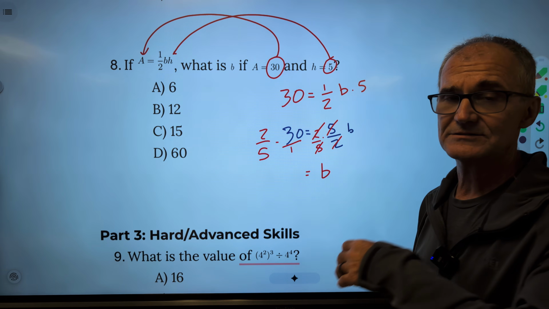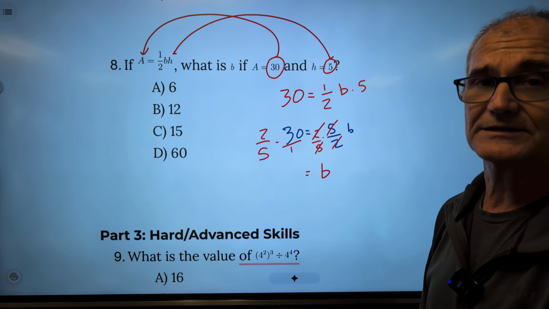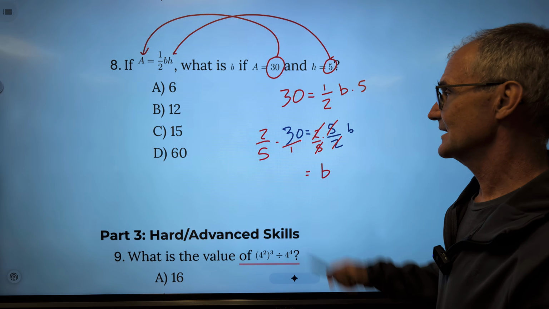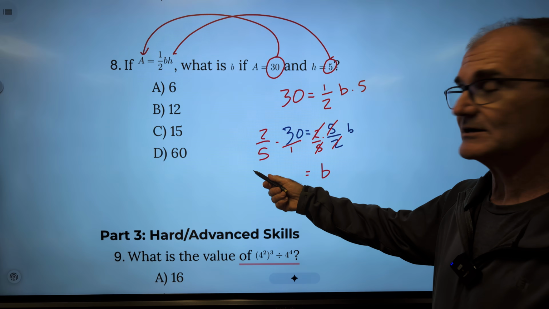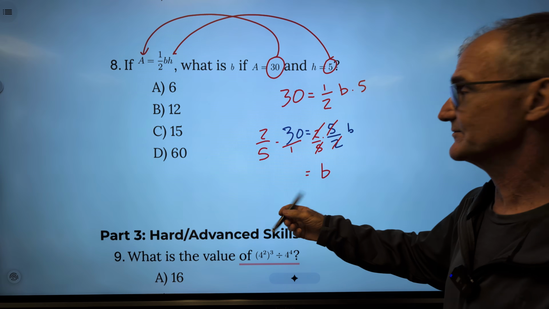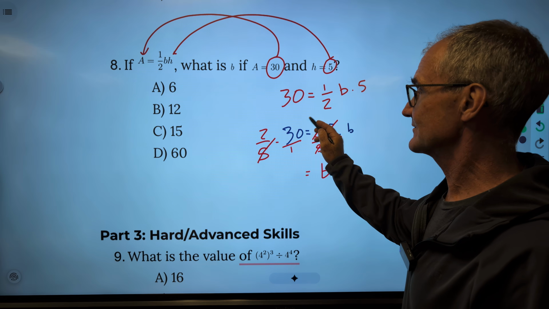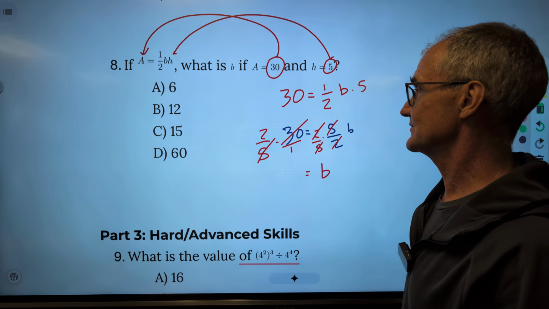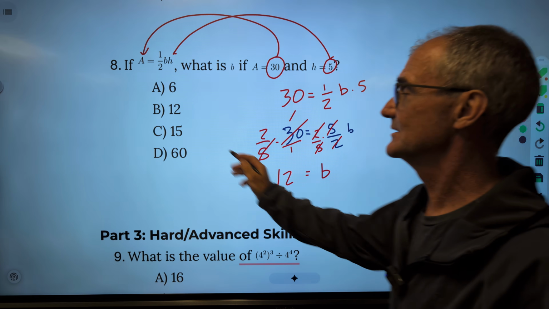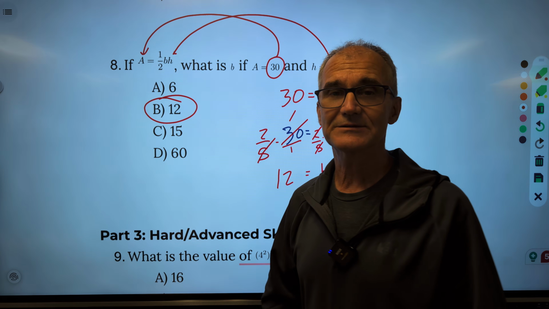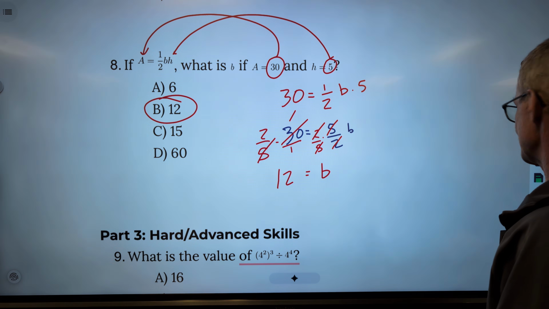30 as an integer is the same thing as a fraction, 30 over 1. I can multiply that to get 60 over 5, divide by 5 to get 12. Or I could reduce first: 5 goes into here once, 5 goes into here 6 times. 6 times 2 is the same 12. Correct answer, answer B right there on number 8.